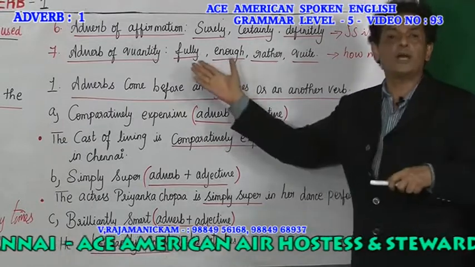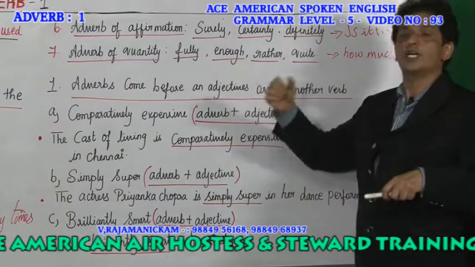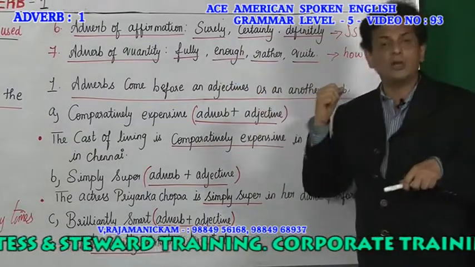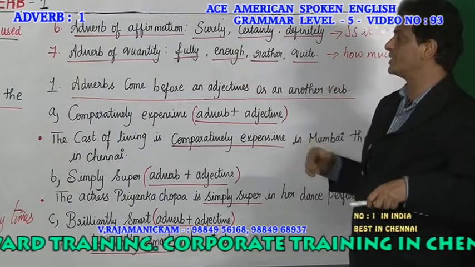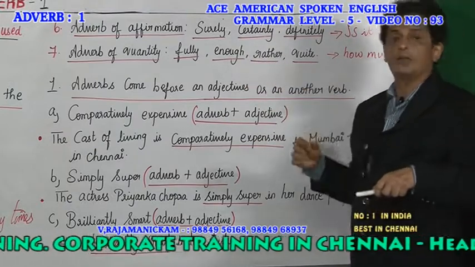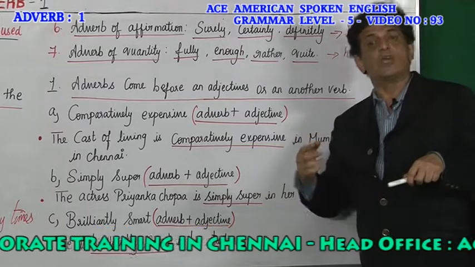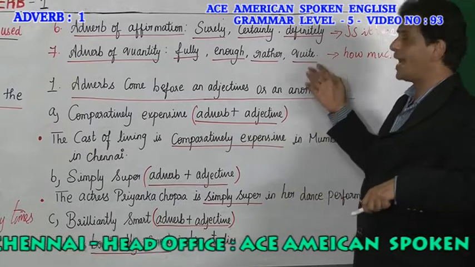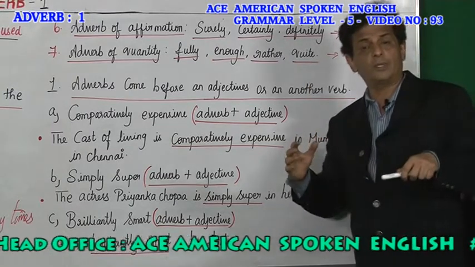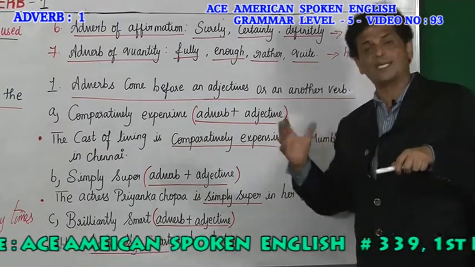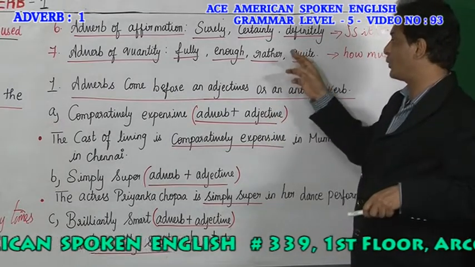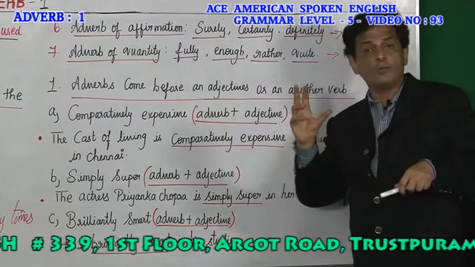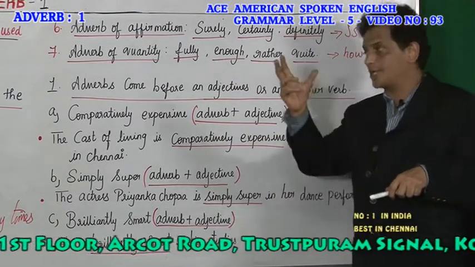He ate. How much? Fully. He ate the food. How much? Fully. Adverb of quantity. He ate. How much? Enough. Enough becomes adverb of quantity. Rather. Was the exam easy? Rather easy. So rather becomes adverb of quantity. Quite. How nice it is. It is quite nice. So adverb of quantity. Rather, quite, enough, fully. It says how much the action is.